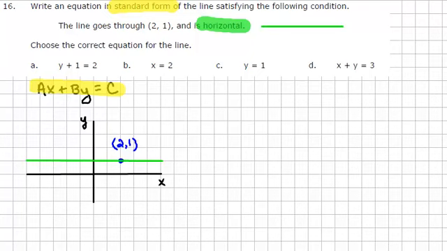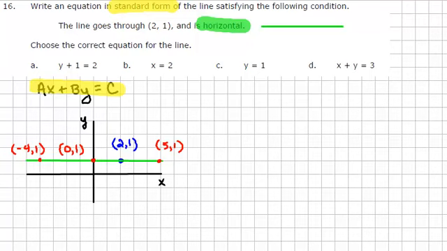One way to get the equation is just to notice a pattern of other points on the line. The point (2, 1) is on the line. But what other points do we have on the line? Here on the y-axis we have the point (0, 1). Other points, if we pick this point over here, this is the point (-4, 1). If we pick this point over here, this is the point (5, 1).